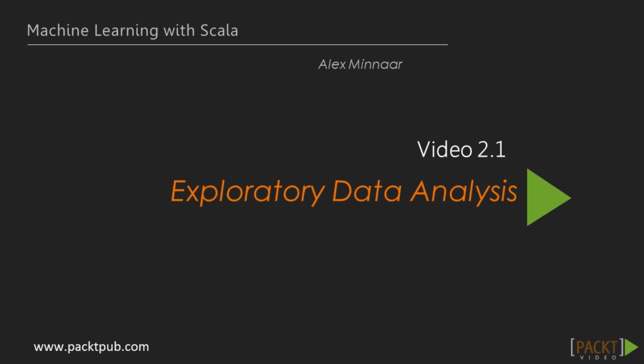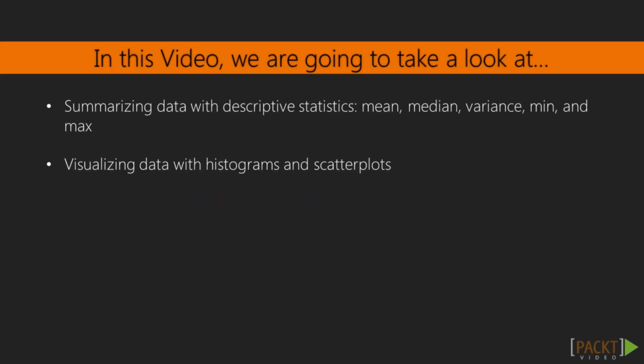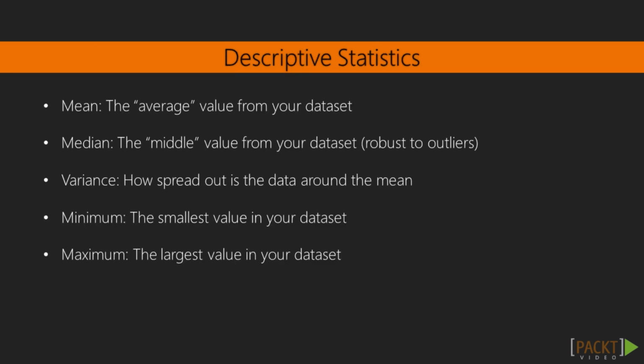Welcome to the video on exploratory data analysis. In this video, we will look at some common descriptive statistics used for exploratory data analysis, including mean, variance, maximum, and minimum. Then we will look at some common visualizations for exploratory data analysis, including histograms and scatter plots. Descriptive statistics are values that can be computed from your dataset that summarize its general shape and structure. We generally want to compute descriptive statistics for each column or feature of our dataset.